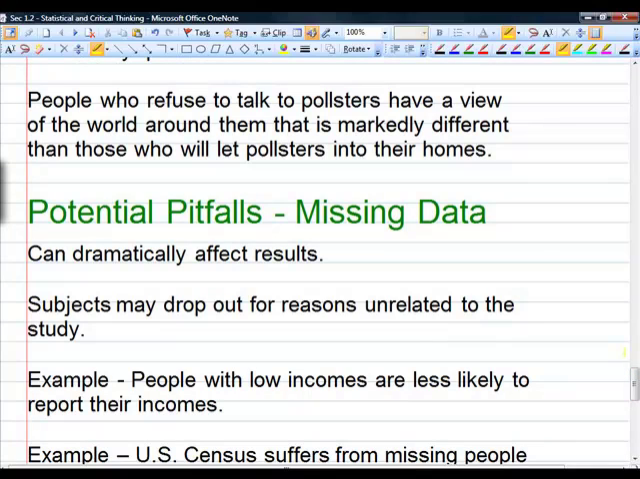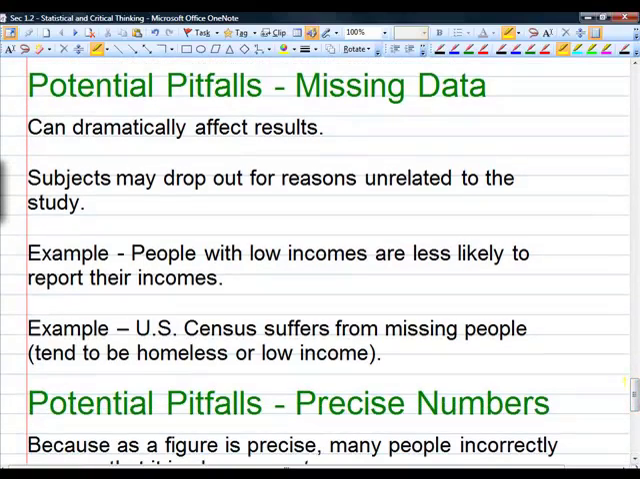Missing data can dramatically affect the results. Subjects may drop out for reasons unrelated to the study, in which case you'd have a confounding effect. For example, people with low incomes are less likely to report their incomes. The U.S. Census suffers from missing people that tend to be either low income or homeless.